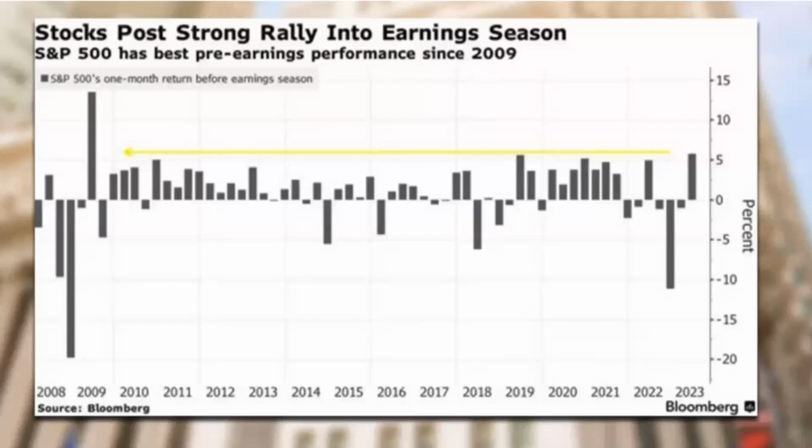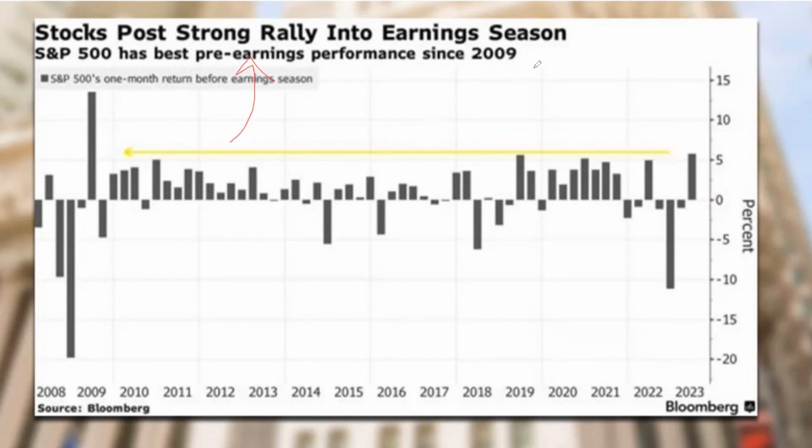Now, stocks posted a strong rally into earnings season, and that's what we're looking at right here, this bar chart. If you take a look, we're posting a very, very strong rally that we haven't seen since 2008, 2009. Really interesting. If you take a look at 08, it was very disastrous. But right here, we've had a very strong rally heading into earnings season.